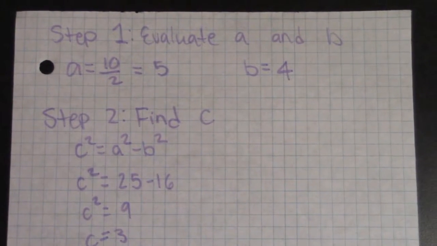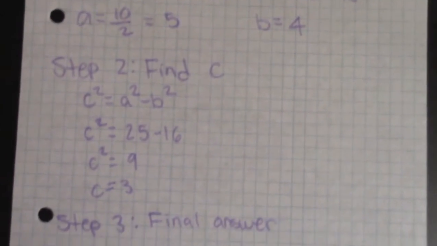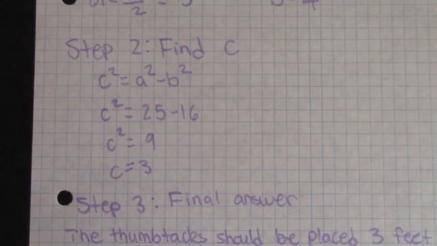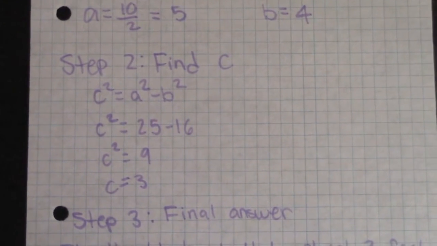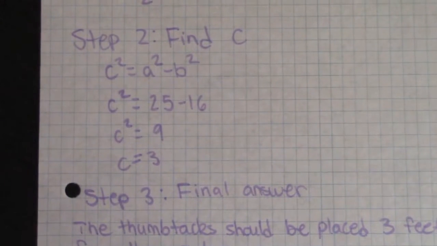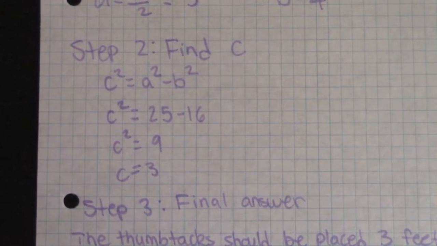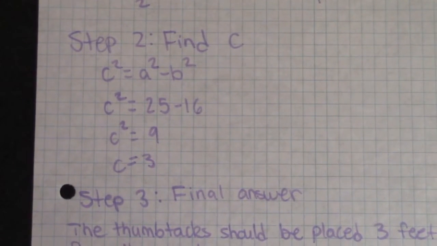And we know B will be 4 because it will be the height of the arch. Moving on to step 2, we need to find C. So we know that C squared is equal to A squared minus B squared. So let's plug in our A, 5, and our B, 4. So 5 squared, 25, minus 4 squared, 16. So C squared is equal to 25 minus 16. C squared is equal to 9, and C is equal to 3.